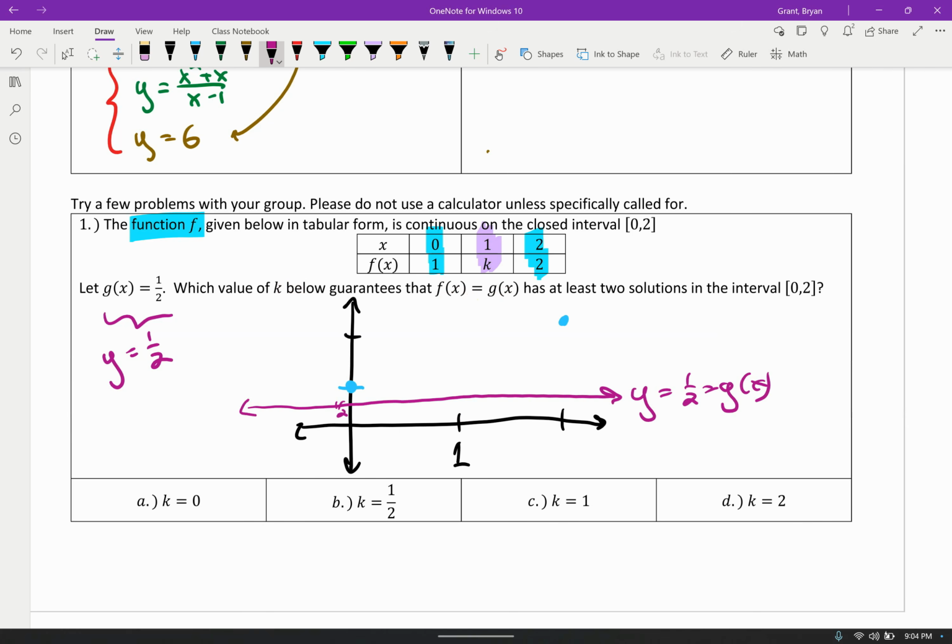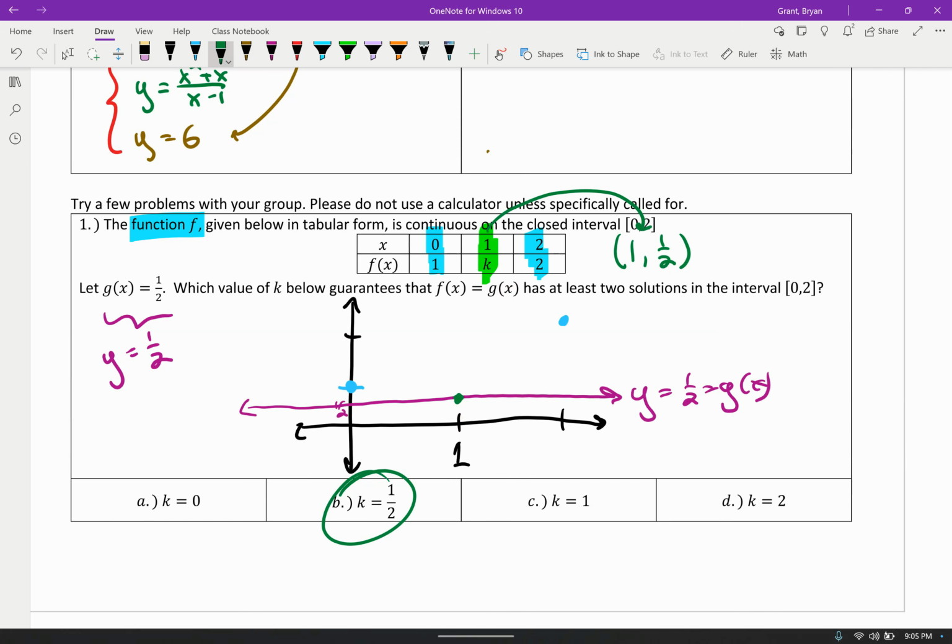Which value of k below guarantees that f of x equals g of x has at least 2 solutions? Okay, well, we have 4 k values down below, so why don't we just try a k value of, let's say, 1/2. Well, that means that I'm going to have the point (1, 1/2), right? So (1, 1/2) puts us right on the line, and that's the most common answer I get on a test.